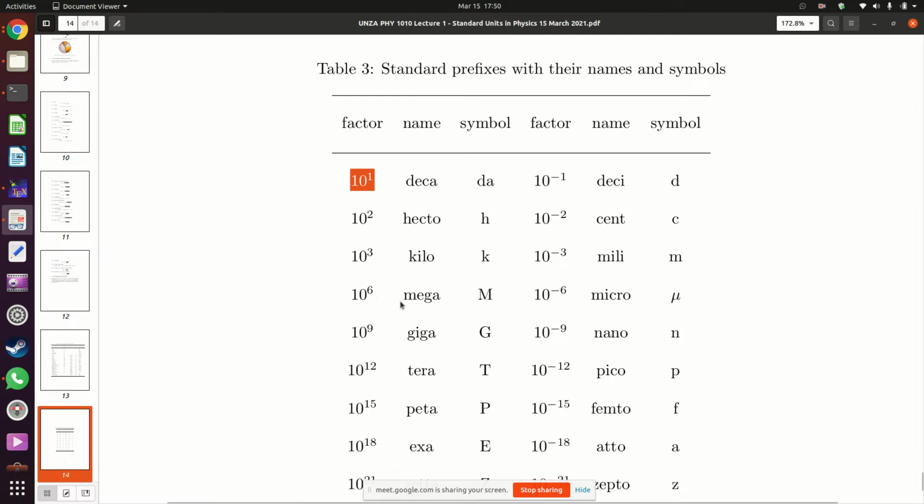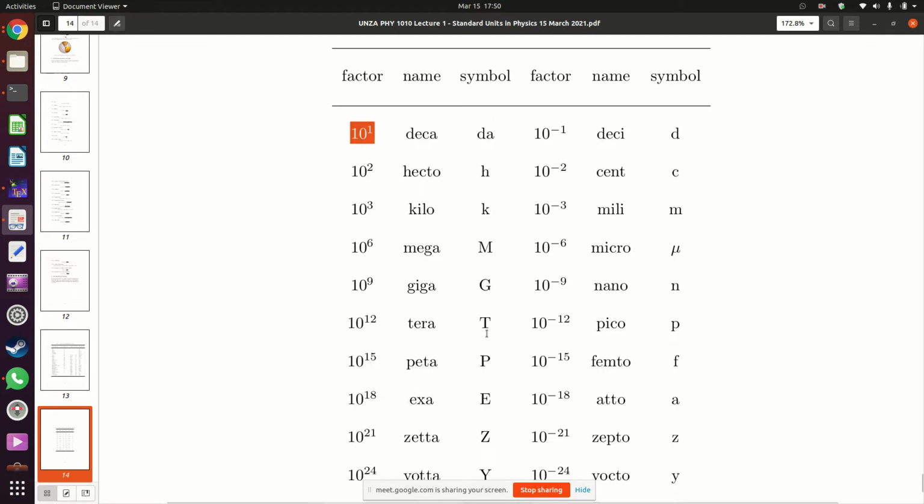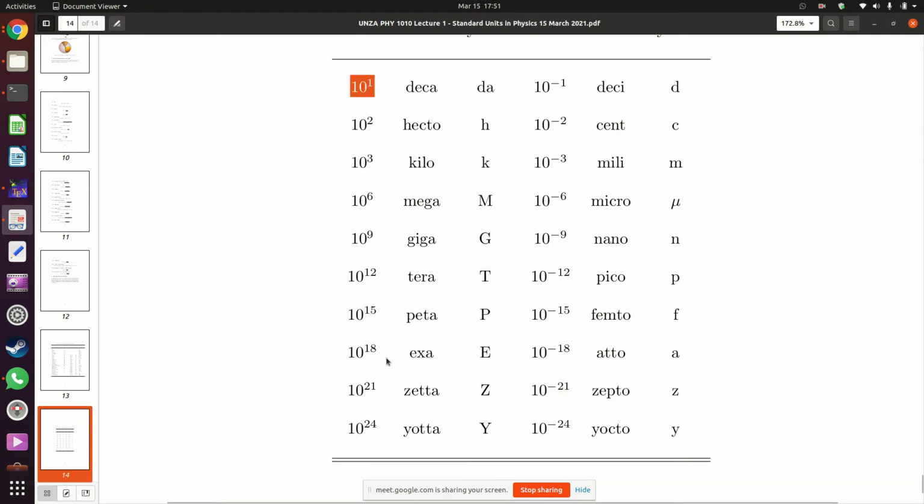Then 10 to the power 6, that's a mega, a million, the symbol is capital M. Then 10 to the power 9, that's a giga, capital G. Then 10 to the power 12, that's a tera, capital T. Then 10 to the power 15, a peta, capital P. Then 10 to the power 18, exa, capital E. 10 to the power 21, zetta, capital Z. 10 to the power 24, yotta, capital Y. Are we clear with this one?